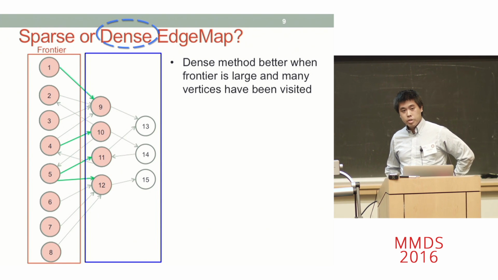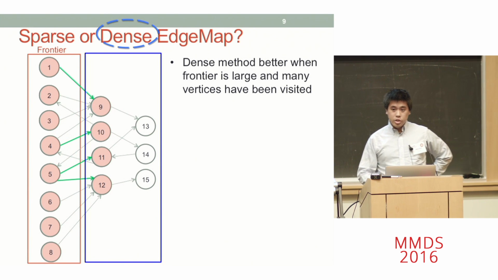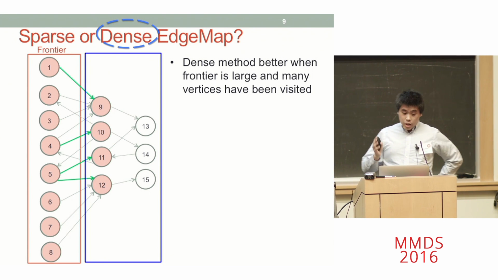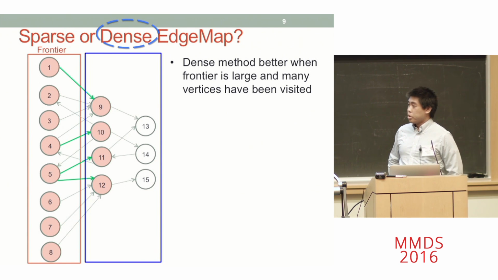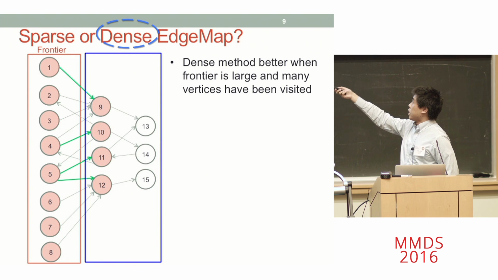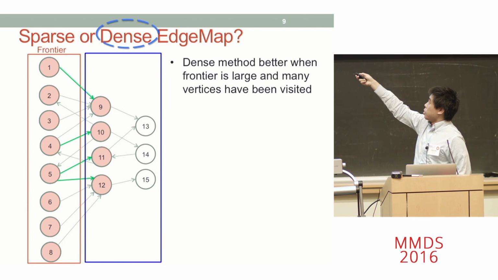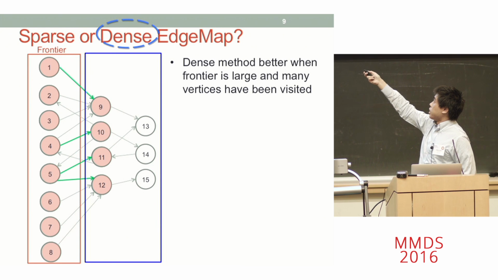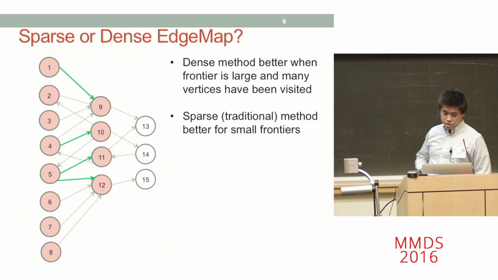vertices in the graph have already been visited, because in that case, you don't have to look at many vertices, and for the ones that you do look at, it's pretty likely that early on you'll find an incoming neighbor that's on the current frontier, and you can stop looping through the rest of the incoming edges. So notice here that, let's assume that the edges are ordered from top to bottom. Vertex 9 actually found an incoming neighbor on its first edge inspection, and it doesn't even need to look at the rest of the edges.